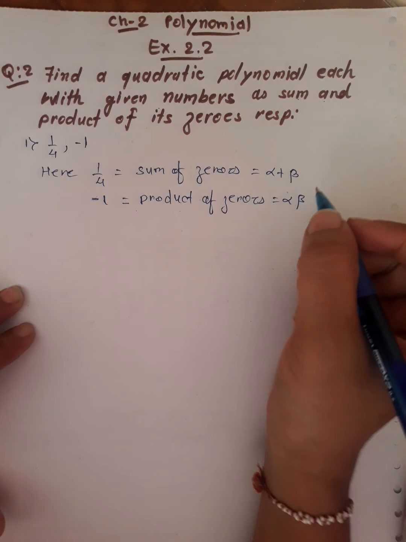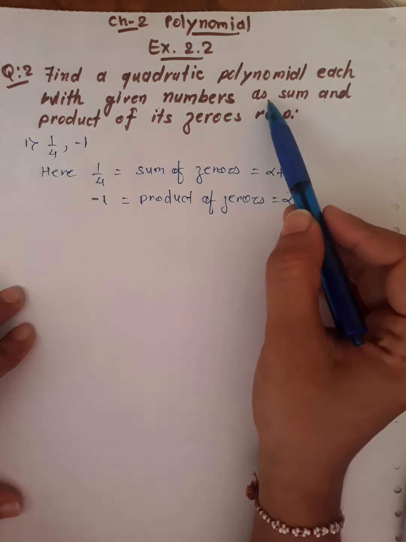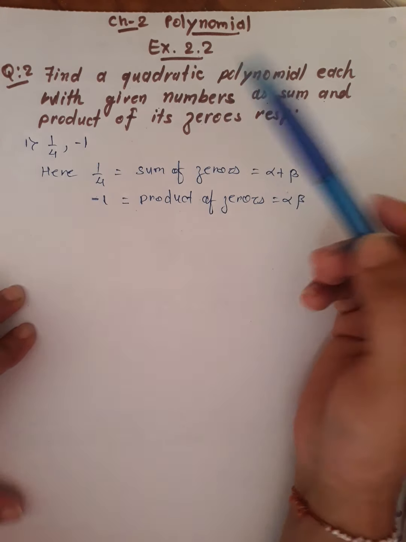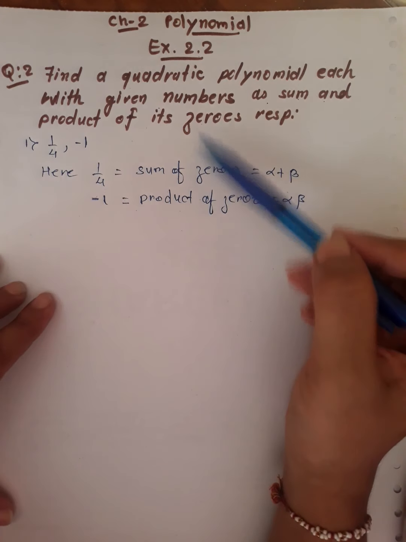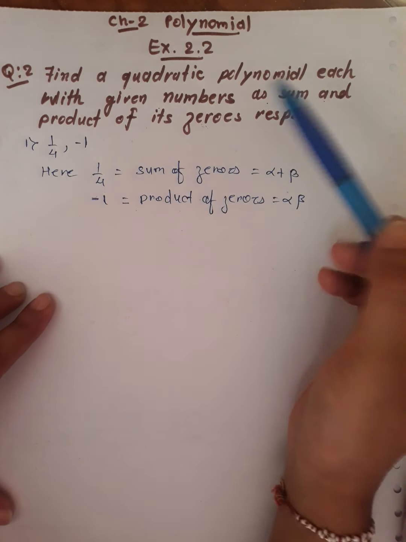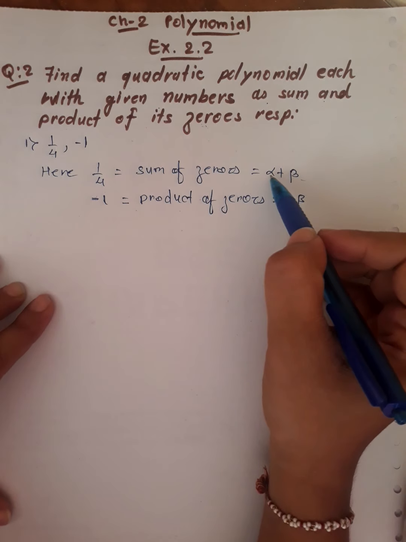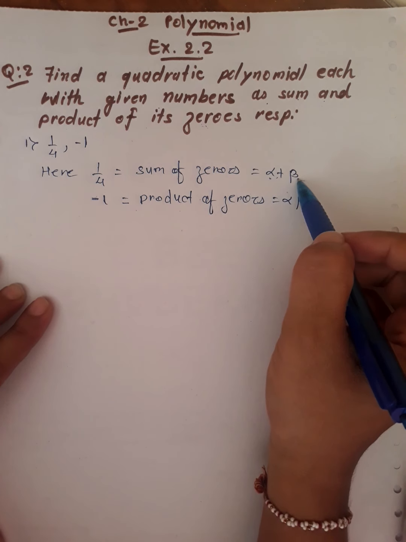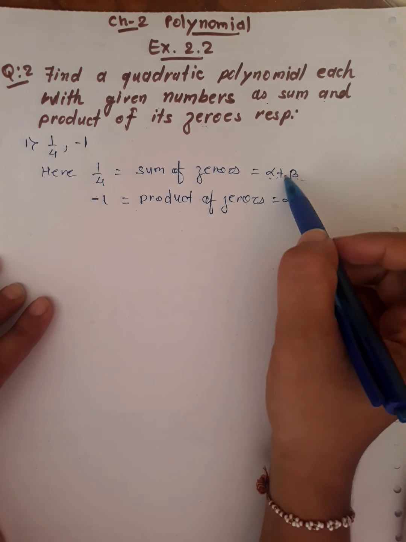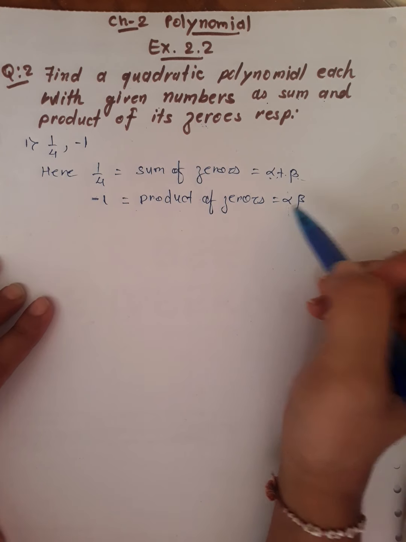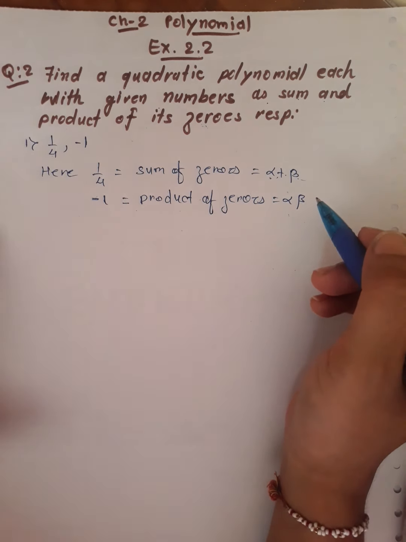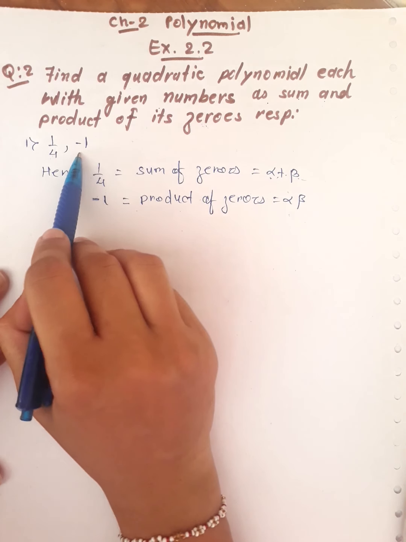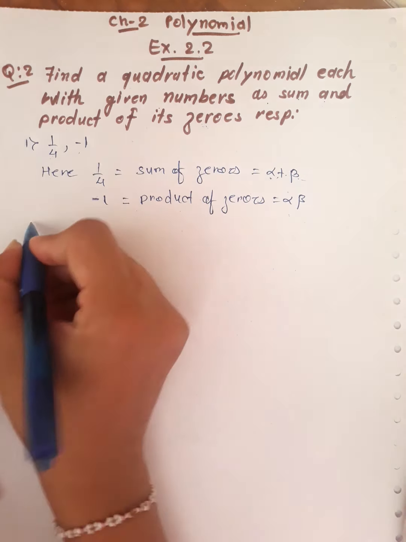So friends, in this question you see that the sum and the product of the zeros are given directly. Sometimes they are not given directly; you are just given the values of the zeros, that is alpha and beta, and you need to find the sum and the product of the zeros to put in the equation. But in this question we have directly been given the values of the sum and the product of the zeros. So we need to find the equation directly.